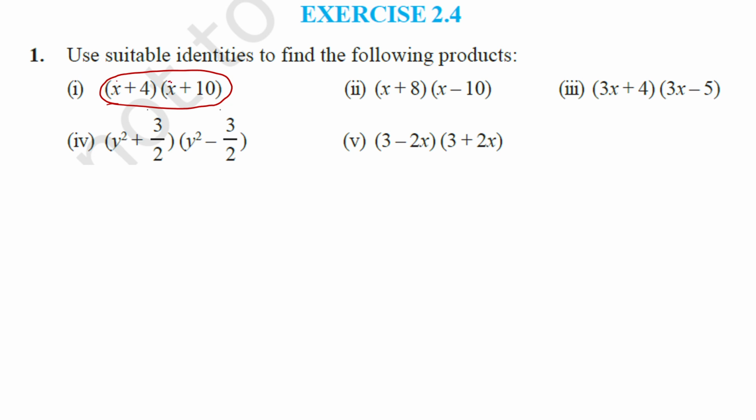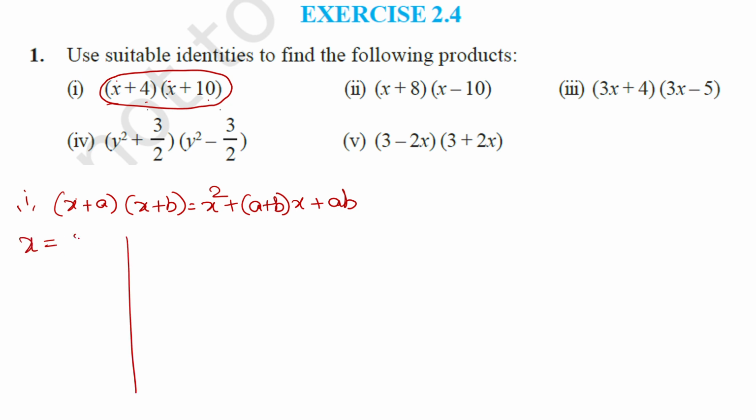Yes, the fourth identity, because the first terms are equal and the second terms are different. So let us do the first one. What is the identity? (x + a)(x + b) = x² + (a + b)x + ab. Let us see what is in place of x. It is x itself.